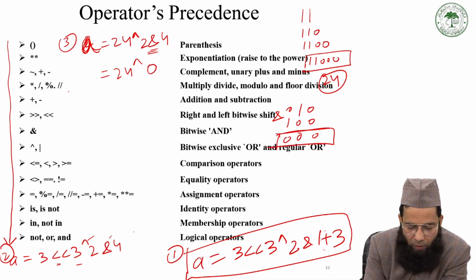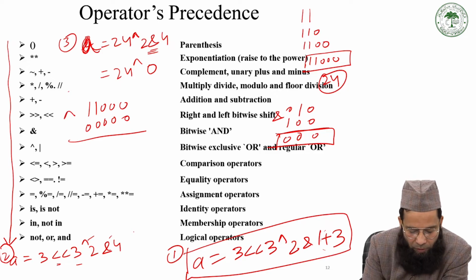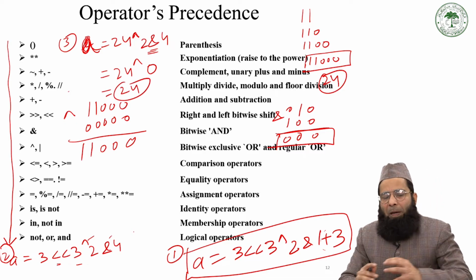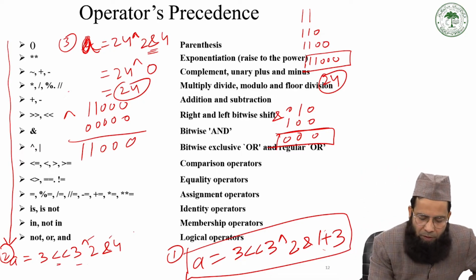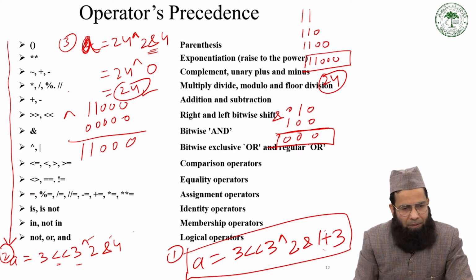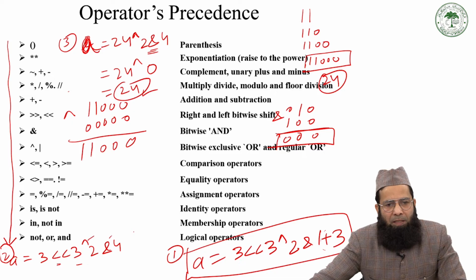So 24 XOR 0. What will be the value of 24 XOR 0? 24 is 1 1 0 0 0, and 0 is 0 0 0 0 0. Now you need to perform XOR. In XOR, if there are different bits, then only 1 would come, otherwise it would be 0. So the result would be 24 in this case. So Python operates in this manner. This is the result, right? This is the operator precedence table.